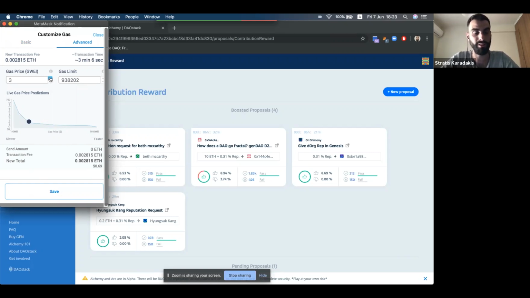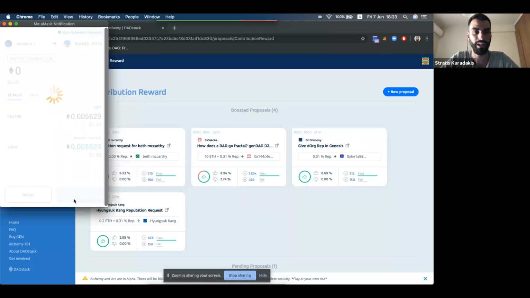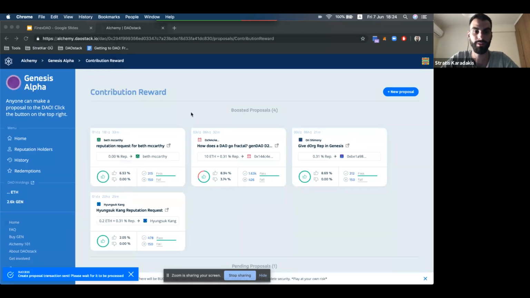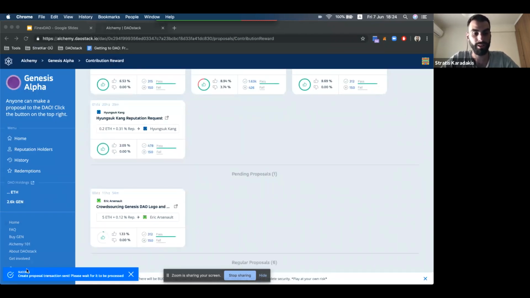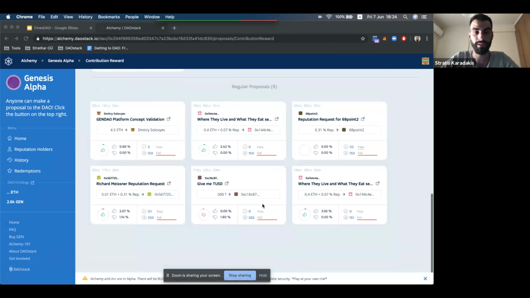The gas price will make it go faster. The gas limit will make sure it goes. So I am just going to increase the gas price a bit to make sure it will happen quite soon, so you can see the proposal actually be posted. Now, you can see the message here that we're waiting for it to be processed. This means we're waiting for the transaction to be approved by the Ethereum blockchain right now. And when it is, the proposal will be posted here.